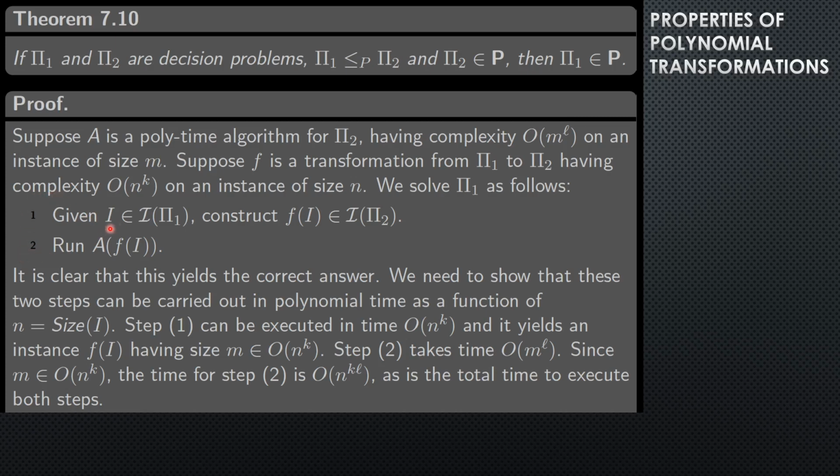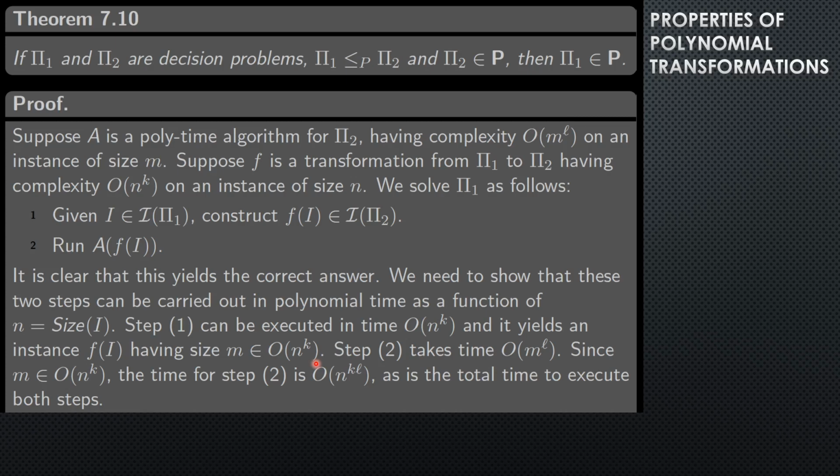So what's the size of that input? Well, let's call it n. So n is going to be the size of I, the input to the whole reduction. We want to show this whole reduction runs in time polynomial in n. So step 1, where we construct f of I, because it's a polytime transformation, runs in time order n to the k. And it actually yields an instance f of I that has size order n to the k.